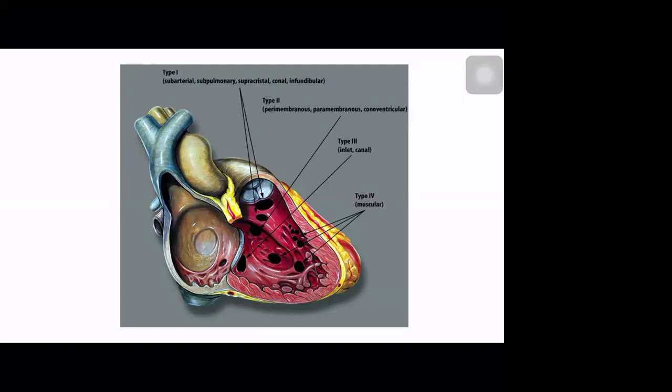Then type 3 is the inlet VSD, just below the location of the tricuspid valve. It is the inlet portion of the left ventricle. Then there is the muscular VSD within the muscular interventricular septum.